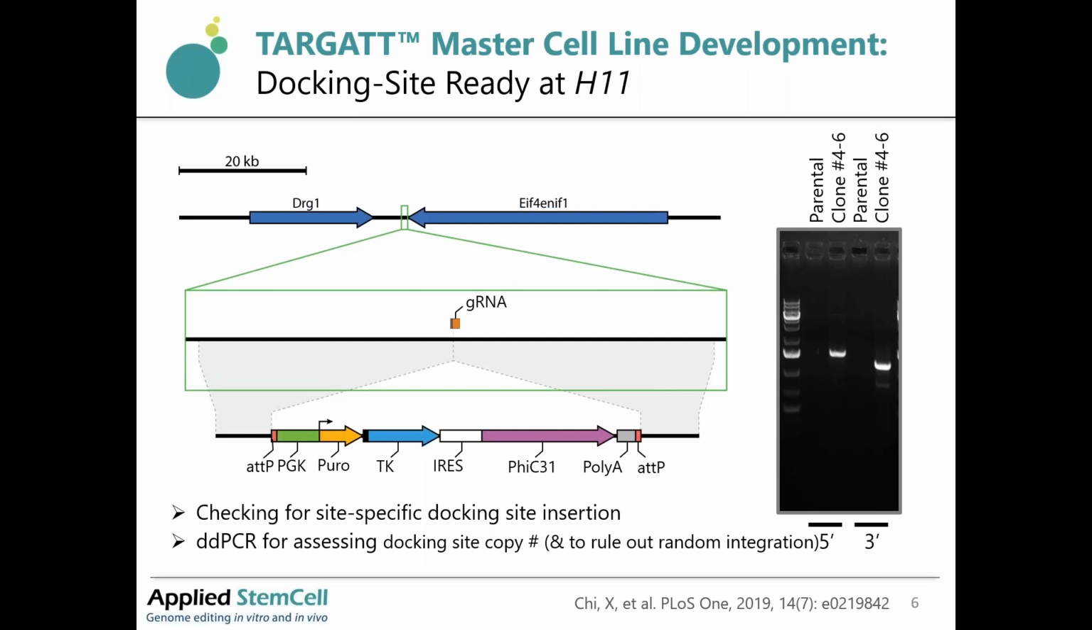Checking for the right site-specific insertion was done by junction PCR of the 5' arm and 3' arm. And ddPCR was also used here for assessing the single copy number of the landing pad.